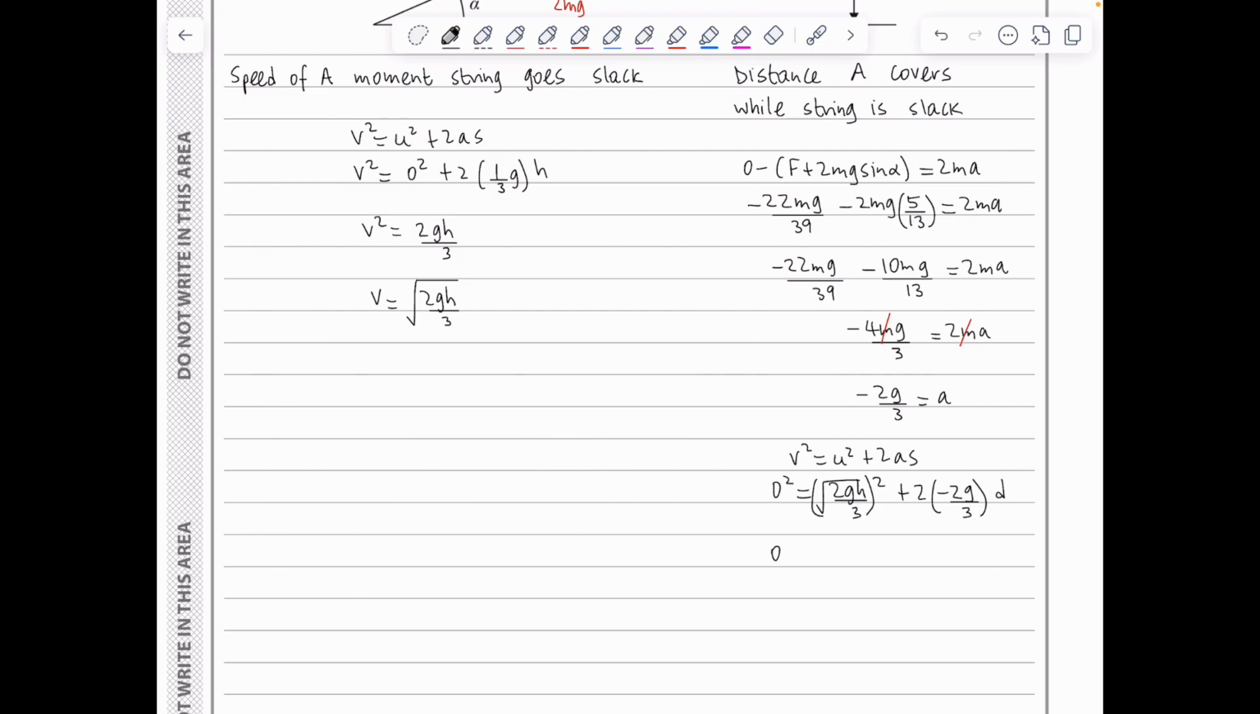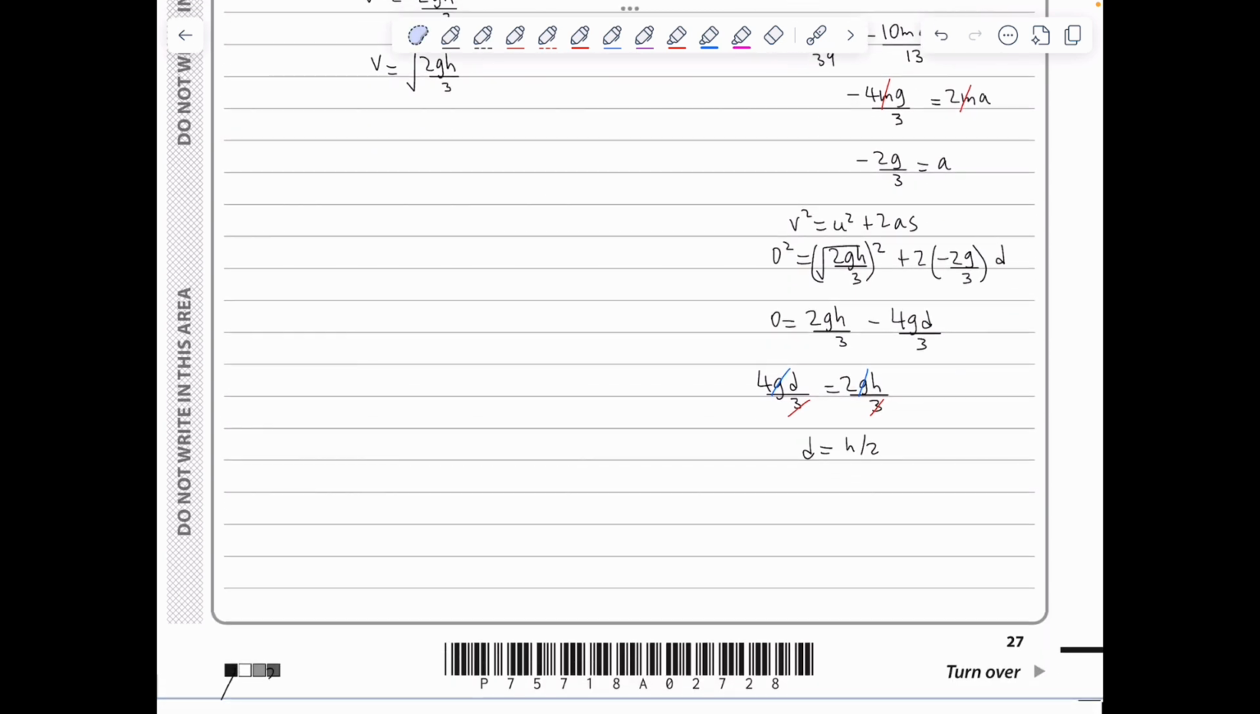So we're looking at 0 being equal to 2gh over 3 minus 4gd over 3. So we've got 4gd over 3 being equal to 2gh over 3. Obviously, the 3's will cancel out, the g's will also cancel out, and therefore we arrive at d being equal to h over 2. And we can therefore proceed in finding the total distance, which is simply h plus d. So we're looking at h plus h over 2, which is 3h over 2.